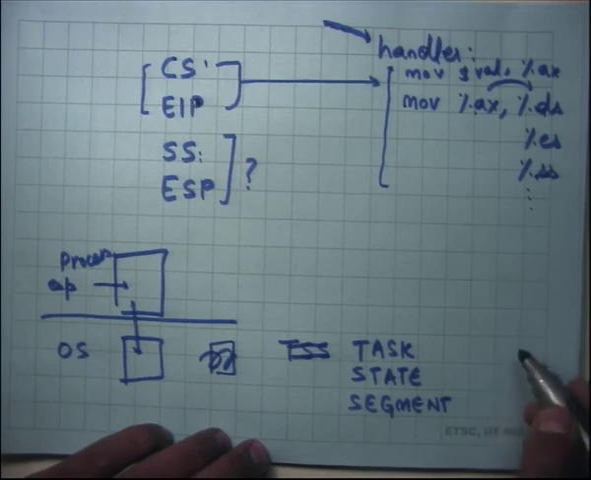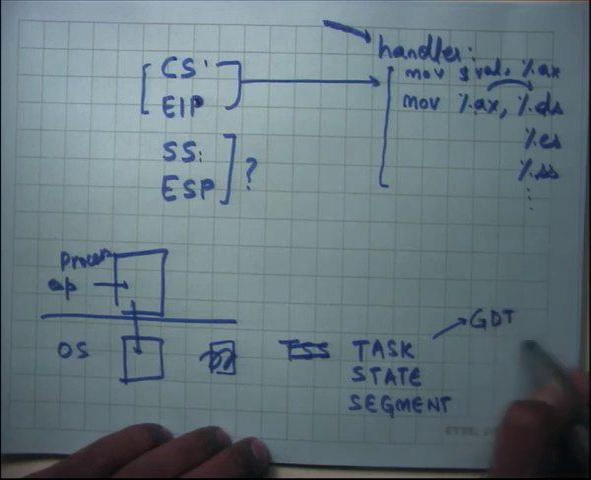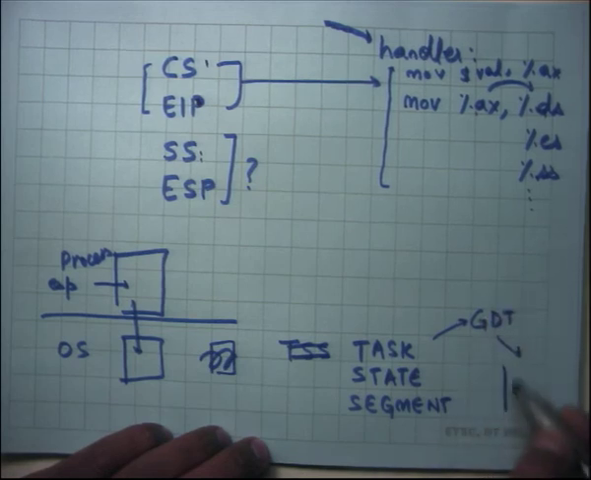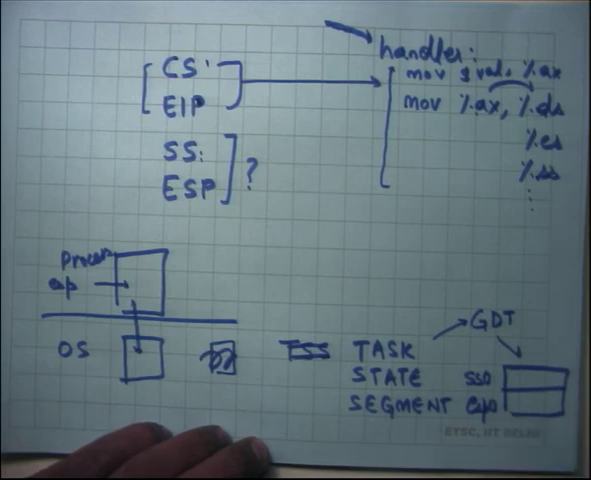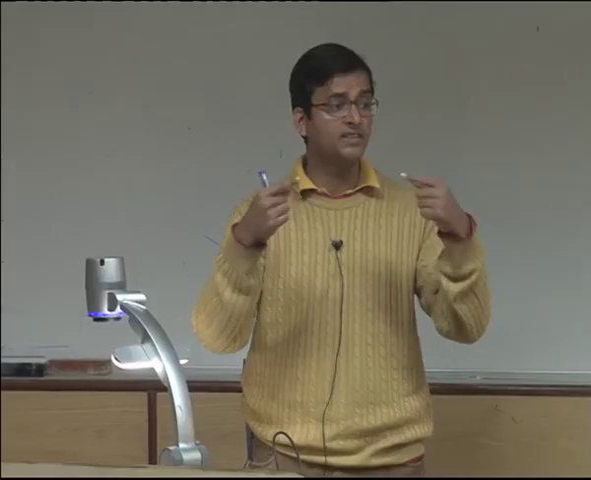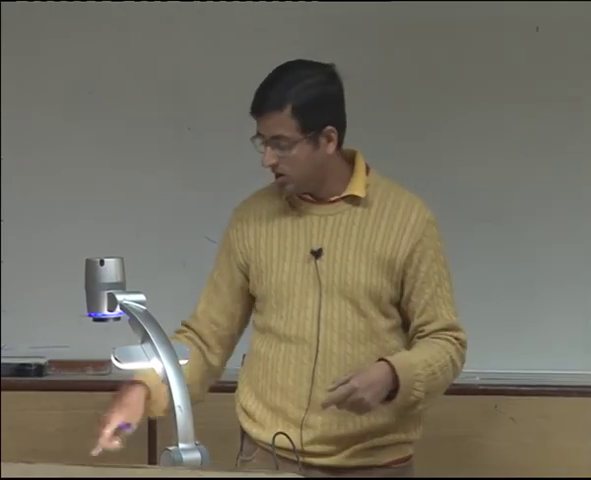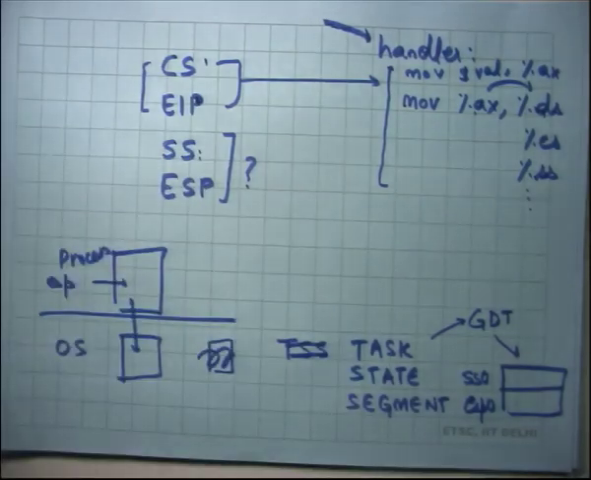The task state segment is actually also a selector which points to the GDT, but eventually it points to a data structure which contains two values, SS0 and ESP0. Okay, and what this means is that any time you switch from privilege level higher than 0 to privilege level 0, load SS and ESP with these values before pushing the old values on the stack.